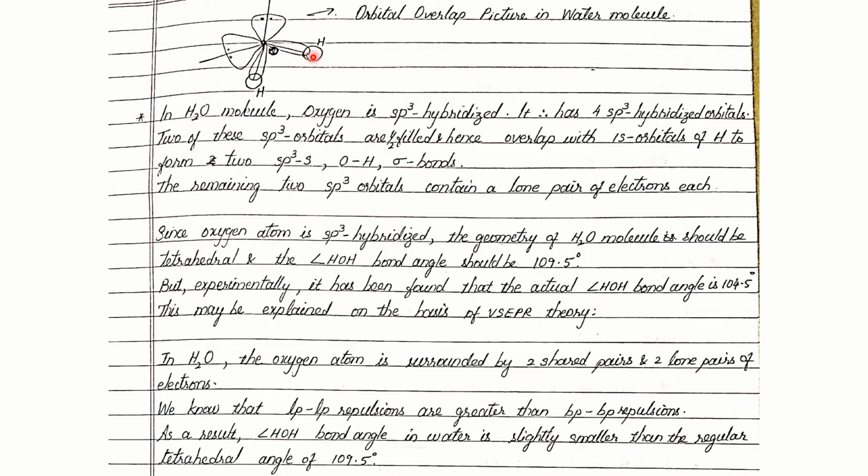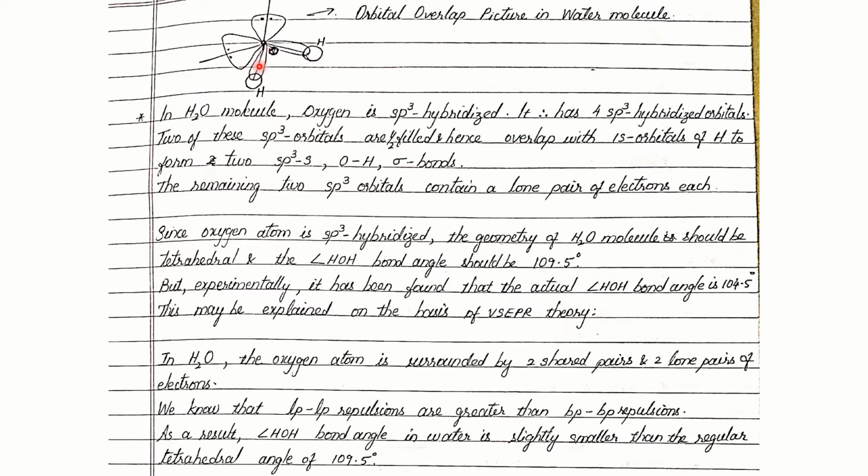This is the orbital overlap picture in water molecule. It tells you how water molecule gets this bent shape. In water molecule, the central oxygen atom is sp3 hybridized. So, it has 4 sp3 hybrid orbitals.